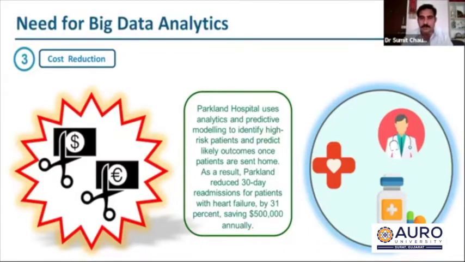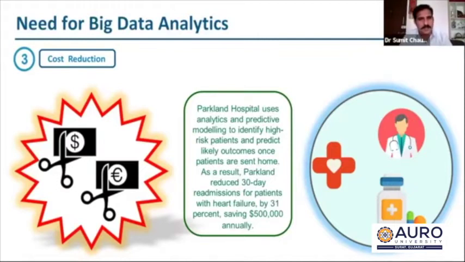So that's how Parkland Hospital uses analytics and predictive modeling to identify high-risk patients and predict outcomes once patients are sent home. As a result, Parkland reduced 30-day readmission for patients with heart failure by 31%, saving $5 lakh annually. So what is the concern? One can think that if we do cost reduction in terms of business, it will be a loss for the business person, but it's not like that. You can see the example in front of your screen.